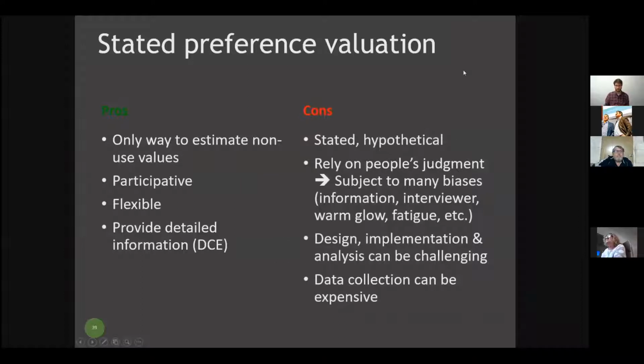So just a word about the advantages and disadvantages of stated preference valuation techniques. It's the only way to estimate non-use values. It's participative because we do surveys. And in that regard, it's also quite flexible. And it provides detailed information, at least in the case of the discrete choice experiment. The disadvantages are that it's obviously stated preference, and there's always a difference between what people state they would do and what they actually do.